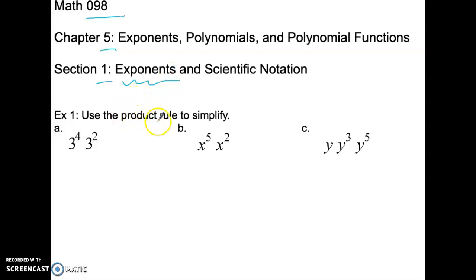I like to explain this a lot longer than just saying what the rule is and then having you memorize it. Because what this really means is 3 to the 4th power means it's 3 times 3 times 3 times 3. And then 3 squared really means 3 times 3. And there's a times in between, so we can actually just drop all of those parentheses, and we have 3 times 3 times 3 times 3 times 3 times 3, so that is 3 to the 6th power. And I can do every problem this way if I wanted to.